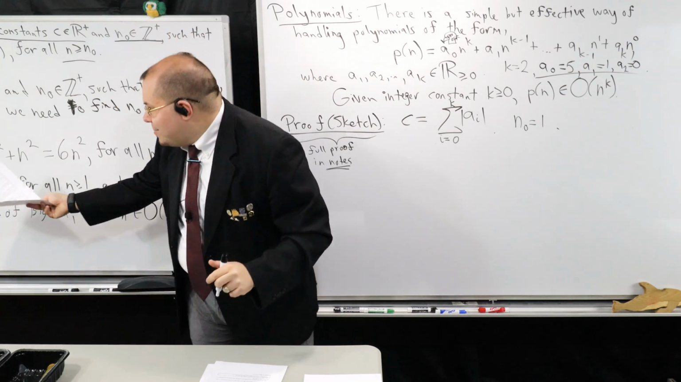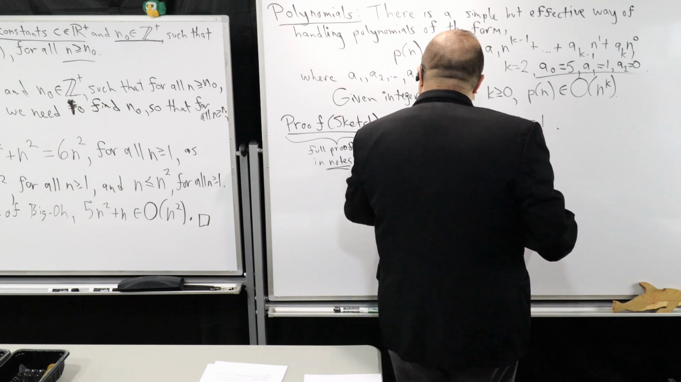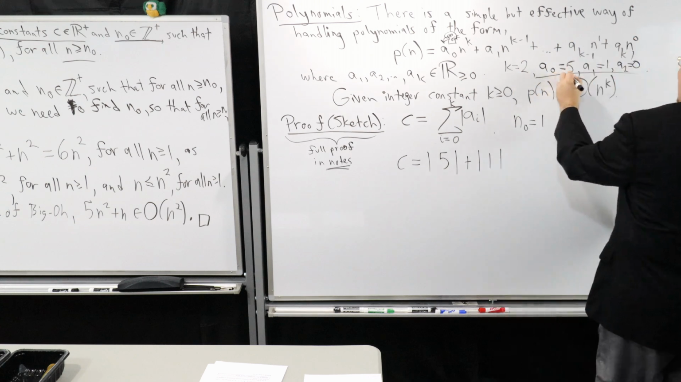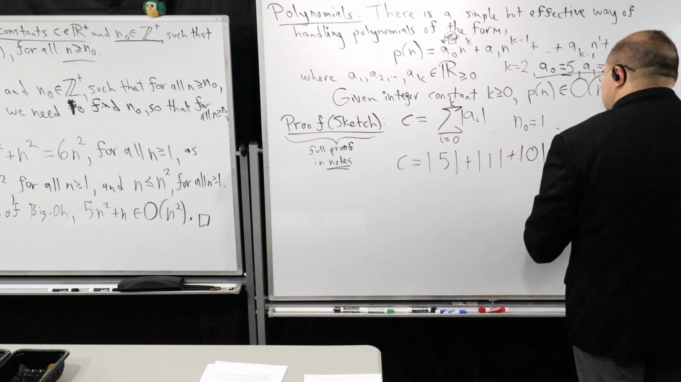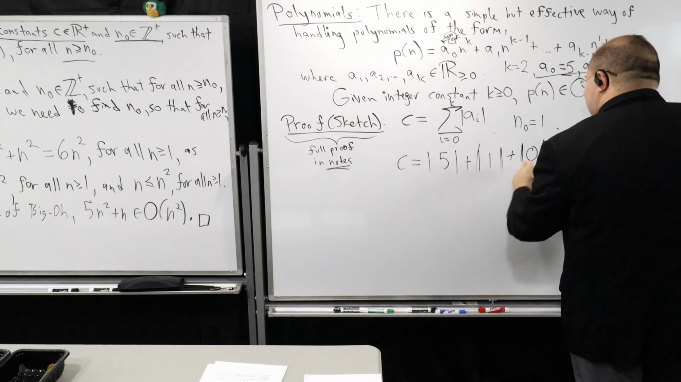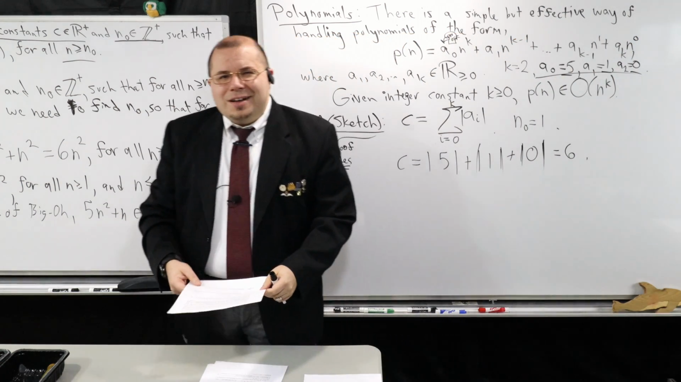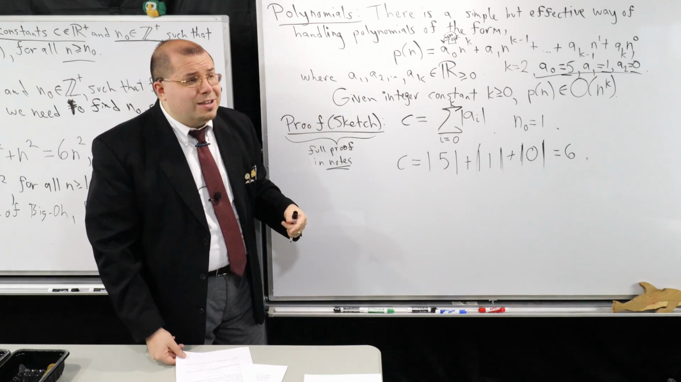So just in my example over there, what I did was I just made c equal to 5 plus 1, because look, 5, 1, and of course there's a 0 here, so I can take the absolute value of all these and I get 6. Does everybody understand? So this is a standard trick you could use, and I give you the full proof in the notes.